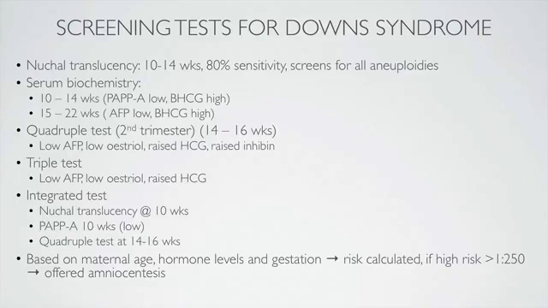In addition to this, what makes the quadruple test is they measure inhibin, which is high in Down syndrome. So they put these tests together, the nuchal translucency and the serum biochemistry, and based on the maternal age and the hormone levels of these tests, a risk is calculated. If the risk is over 1 in 250, the lady is offered amniocentesis. So screening gives you a probability, and something like amniocentesis gives you a diagnostic yes or no.